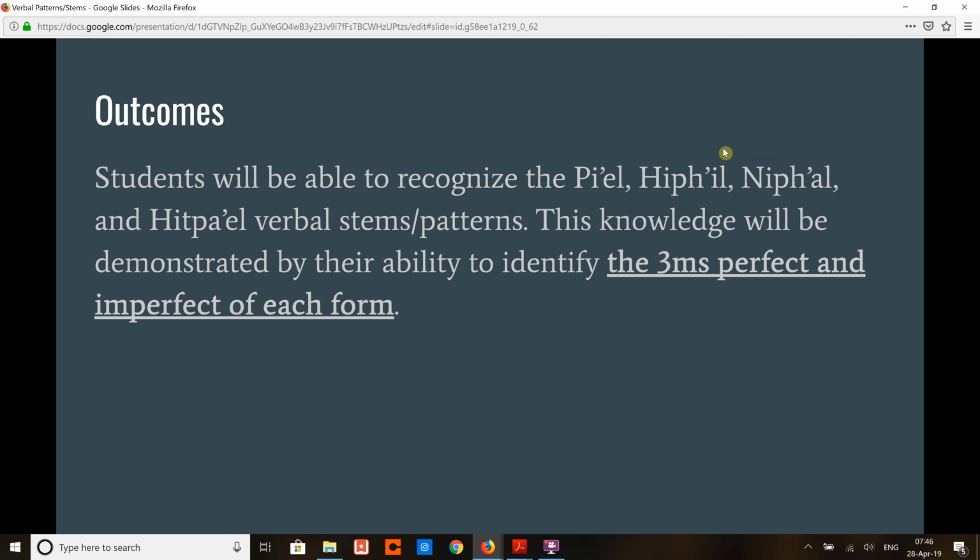Let me help you have the right mindset going into this lecture. You will feel overwhelmed at the end of this lecture, but keep this in mind: my only outcome for you is that you will be able to identify the third masculine, singular, perfect and imperfect form of each of these stems. So 2 verbs from each stem, right? Third masculine, singular, perfect. Third masculine, singular, imperfect. And why do I choose those particular ones? Because they're the ones that are most common in the Hebrew Bible. More often than not, you're going to have third-person verbs, and in both perfect and imperfect. That's why I chose it that way.